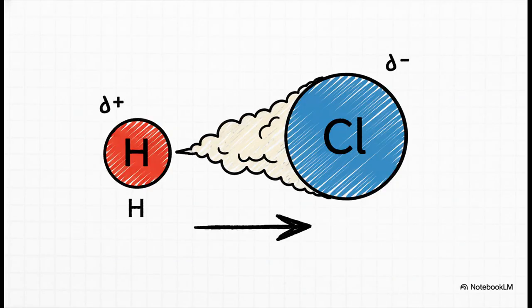Hydrogen chloride is the perfect example. Chlorine is way more electronegative, which is just a fancy way of saying it's really greedy for electrons. So in the tug of war for that shared electron pair, chlorine pulls them closer, leaving it with a slight negative charge, and poor hydrogen with a slight positive charge. It's still a sharing bond, but it's lopsided.